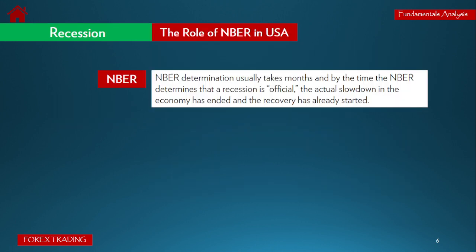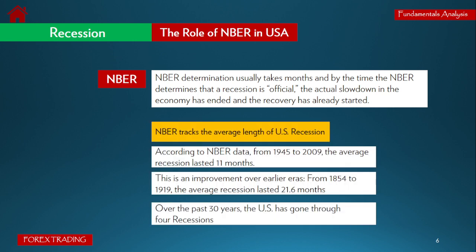So what is the role of NBER in the USA? Basically, NBER determines the time of recession, but their determination usually takes months, and by the time NBER determines that a recession is official, the actual slowdown in the economy has ended and the economy is basically en route to recovery. So this is what NBER does.